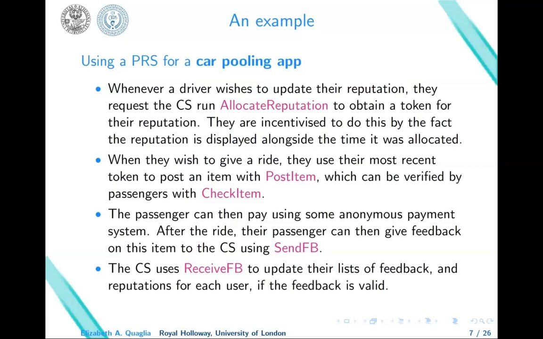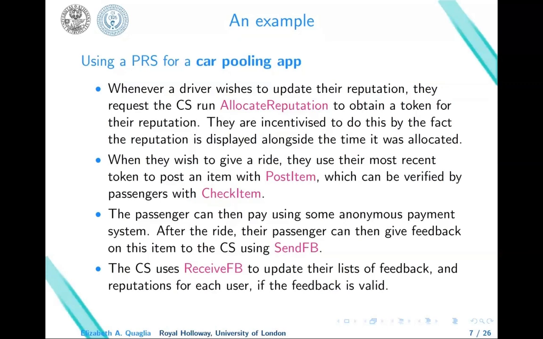Whenever a driver wants to update their reputation, what they should do is request that the central server run the allocate reputation algorithm so that they can receive a token for their reputation. And why would they want to do this? Because this reputation is displayed alongside the time it was allocated. So you don't want your reputation to be 5 years old, but you want it to be as recent as it can be.